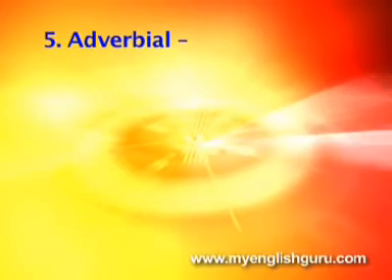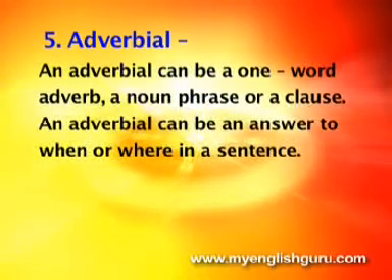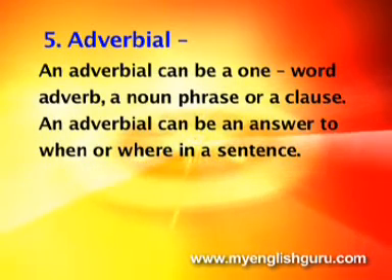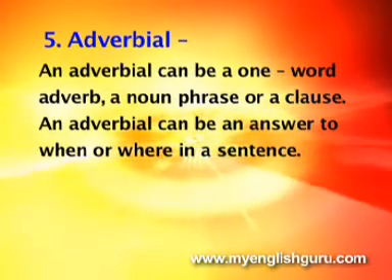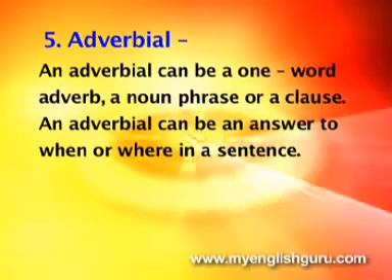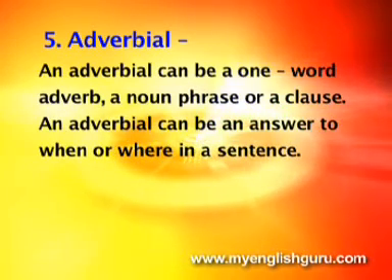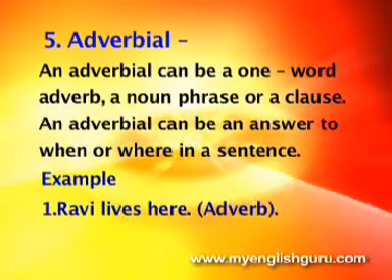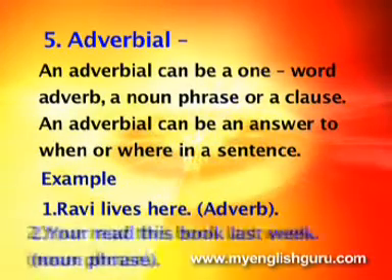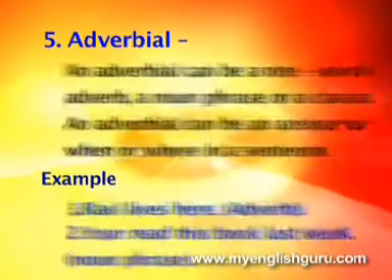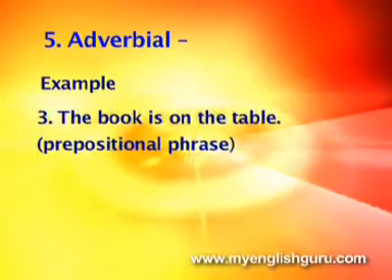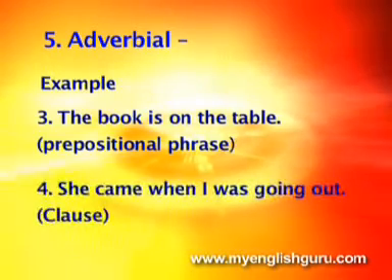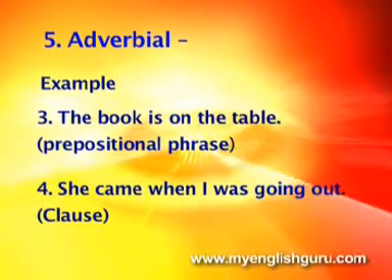5. Adverbial. An adverbial can be a one-word adverb, a noun phrase, or a clause. An adverbial can be an answer to when or where in a sentence. Examples: Ravi lives here. Adverb: you read this book last week. Noun phrase: the book is on the table. Prepositional phrase: she came when I was going out. Clause.